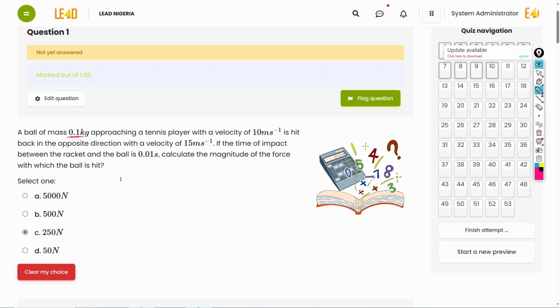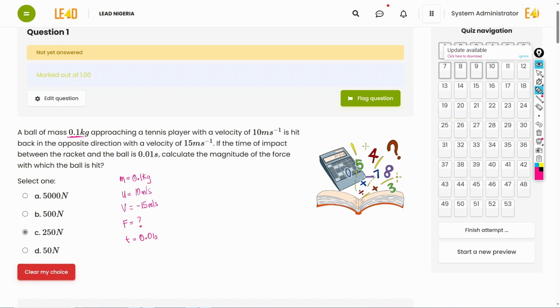We have the mass of the ball. The mass of the ball is 0.1 kg. We have the initial velocity u, 10 meters per second. We have the final velocity v, negative 15 meters per second, right? And it's negative because it's going in the opposite direction. We have the force, we're looking for that, and then we also have time, right? The duration of the impact at 0.01 second.